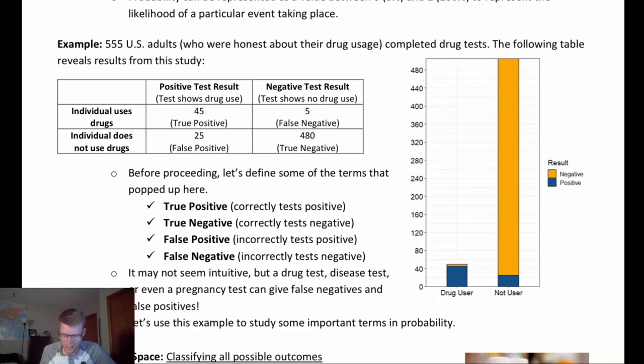We can see that again with the table here. Let's see if this is correct. Yeah, so the orange here would be a true negative. The blue here would be a true positive. And then this little slice and this little slice are the people who got inaccurate test results.